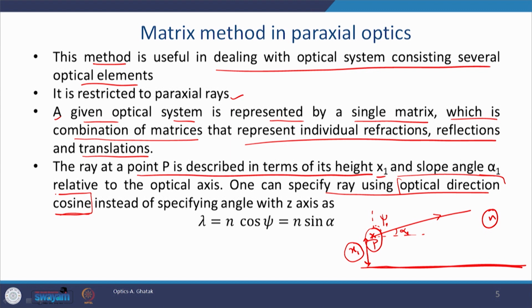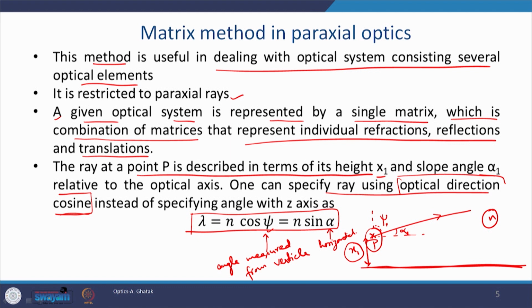What are optical direction cosines and how are they defined? They are defined through this relation. Lambda is equal to n cos xi, which is again equal to n sin alpha. Xi is the angle from the vertical and alpha is the angle from the horizontal. This is the angle measured from vertical. And this is the angle measured from horizontal.